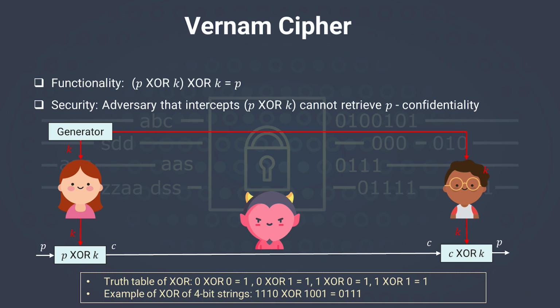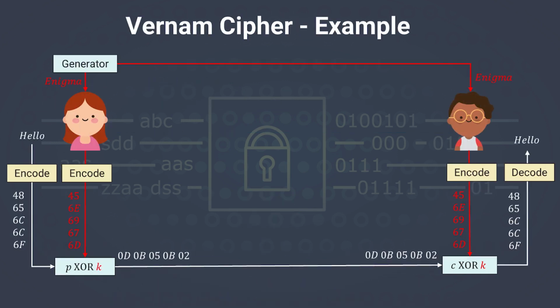Let's see the Vernam Cipher in action on a given example. Alice wants to encrypt the message hello using the key enigma. Before encryption, Alice must apply some encoding. She has to change the representation of her message hello to a format that is compatible with the cipher. Alice converts each character of her message to its ASCII code represented in hexadecimal. For example, the uppercase H is encoded to 48, the lowercase e is encoded to 65, etc.